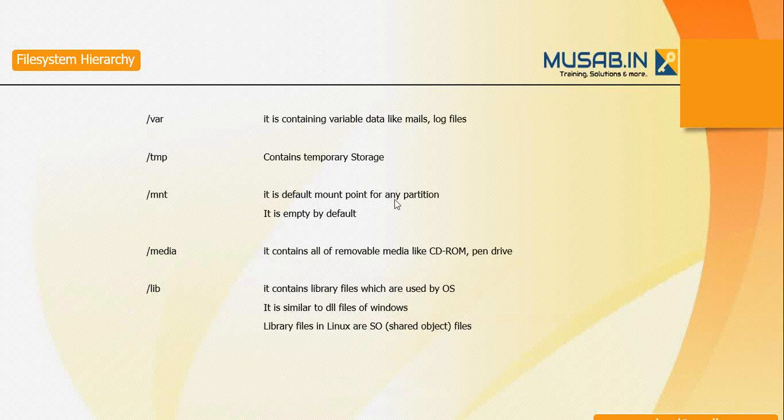/mnt is the folder where all your partitions or internal drives can be accessed. /media contains all removable media information like CD-ROM and pen drive. Whenever you connect a CD-ROM or pen drive, you'll see it available in /media. Then we've got /lib that contains all the important libraries. These are OS related files which are used by the OS. Like in Windows, you have something called DLL. Here also we have different ones like GCC and other things that are kept in /lib.